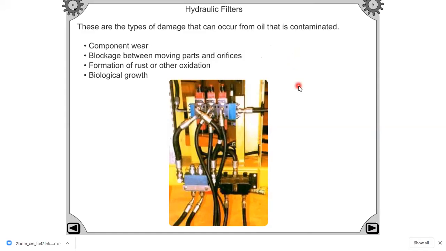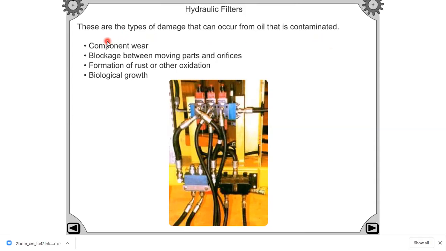So what are the damages that occur from oil which is contaminated? Contamination means dirt particles or debris formed. So we call that contamination. That is the obstruction caused.